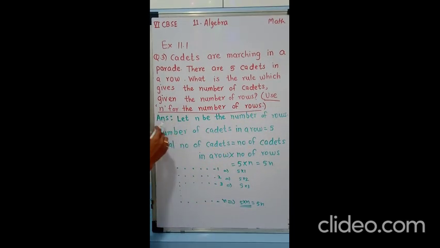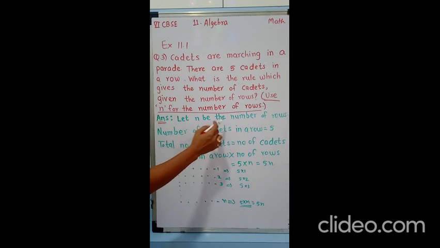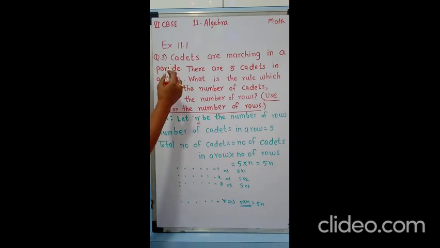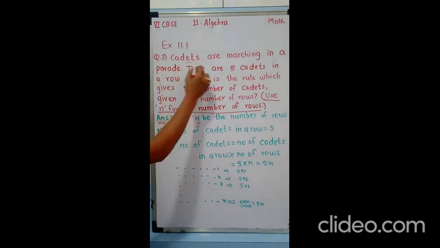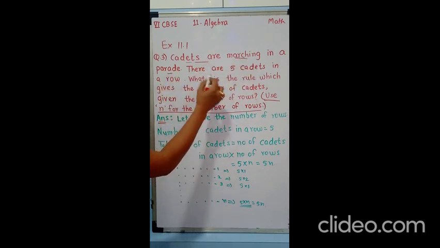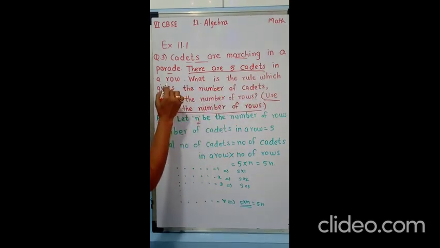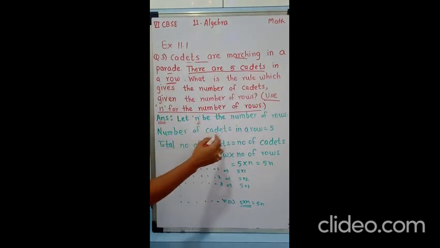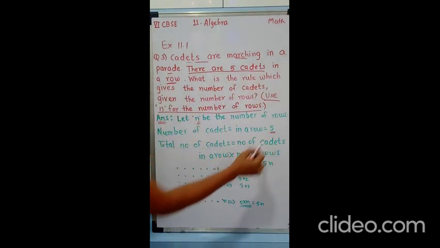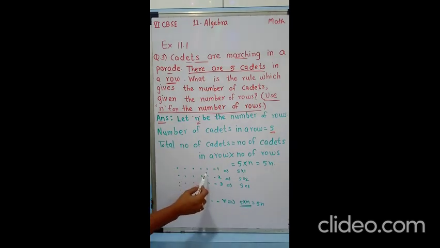So, let n be the number of the rows. Whatever is given, we always write it first. Now the first sentence of the question is that cadets are marching in a parade. There are 5 cadets in a row. So number of the cadets in a row equals 5. In each row there are 5 cadets.